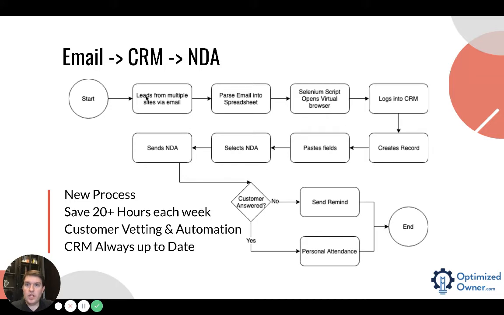We go from the start. There are leads that come in by multiple emails. We parse, meaning we're taking the data from the email and putting it into a spreadsheet. Then we have a Selenium script, which opens a virtual browser, logs into the CRM, creates the record, pastes the fields, selects the NDA to send out, and sends out an NDA with an email message. Then if the customer doesn't answer, it reminds them. If they do answer, then it ends up getting escalated to the broker.